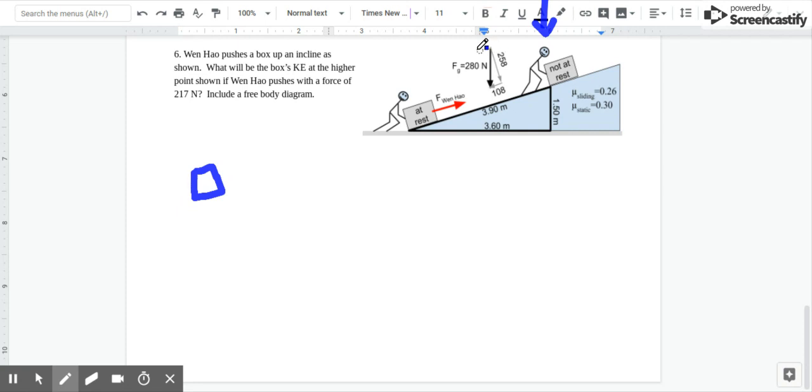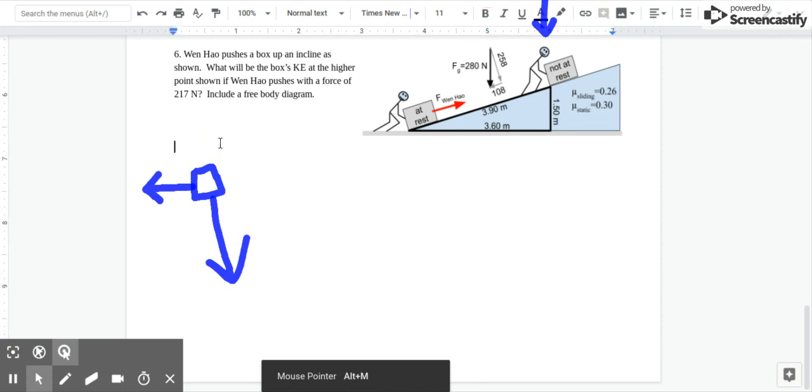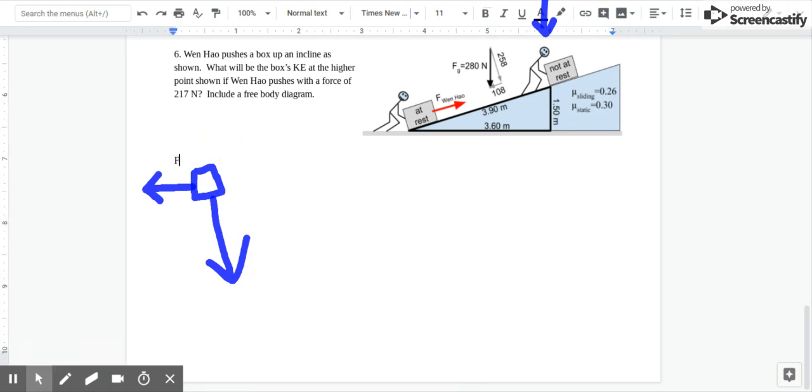We're going to start with force of gravity, which is given, and I'm going to do component form again. So those two components. So this is FGX. That equals 108 newtons. This one down here is FGY. That's equal to 258 newtons.